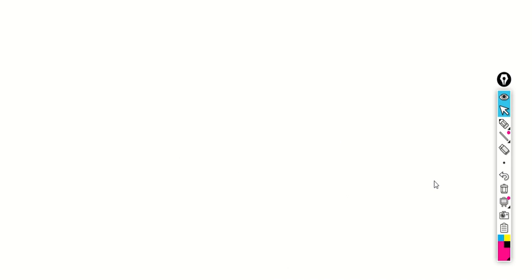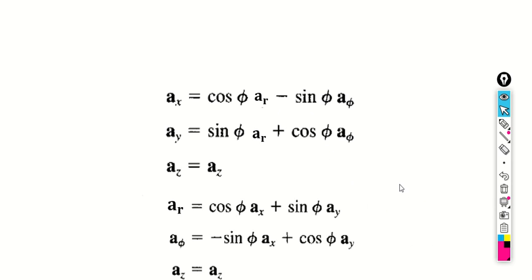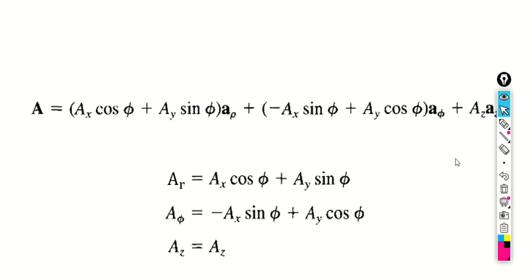So summing these two quantities, what I get is Ax unit vector in Cartesian coordinate system will be equal to cos phi AR minus sin phi A phi. Similarly, AY will be equal to sin phi AR plus cos phi A phi. And AZ remains the same. It is not changing at all. Reverse way, I can calculate the unit vectors AR, A phi and AZ in terms of AX and AY. So I will be getting these relationships. So these are the relationships in terms of unit vectors.